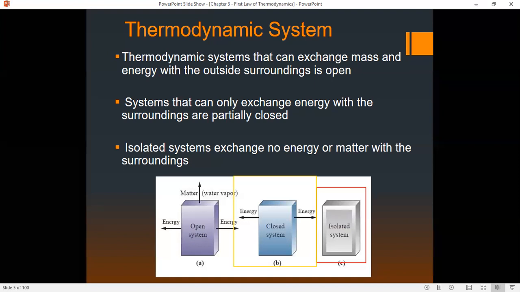What would be a good example of something like this? A Stirling engine, as we'll look at in the next chapter, would be an example of this, where we have some working gas within the closed system that we allow to heat up, expand, and then we allow it to give up its heat to a cold reservoir, okay?